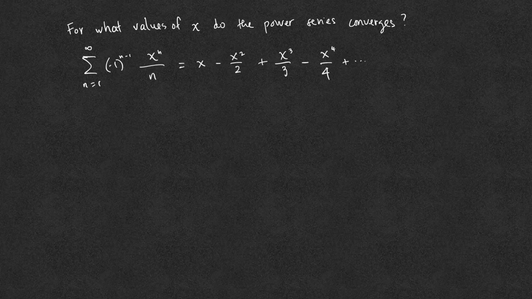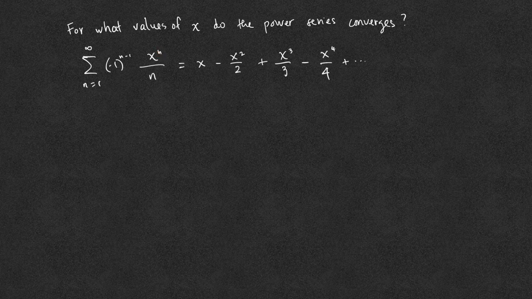For what values of x does the power series, the sum as n goes from 1 to infinity of (-1)^(n-1) x^n over n, converge? This is an alternating series, and in this case, it is an alternating power series. The first term, when n equals 1, is positive.